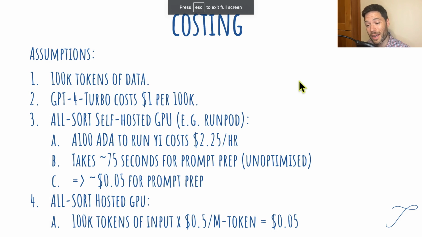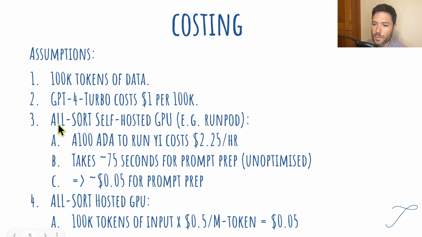Let's take a quick look at costing. Here, I'm going to compare the cost of running with the full long context, then the RAG approach and the all sort approach. I'm going to assume that the database is 100K tokens, and you can scale it accordingly. Next, we have GPT-4, which is about $1 per 100K tokens, so $10 per million tokens of input. And for the all sort assumptions, let's assume I'm running on RunPod with this A100. It's actually a different card or something like that, but it's an A100 for $2.25 per hour.